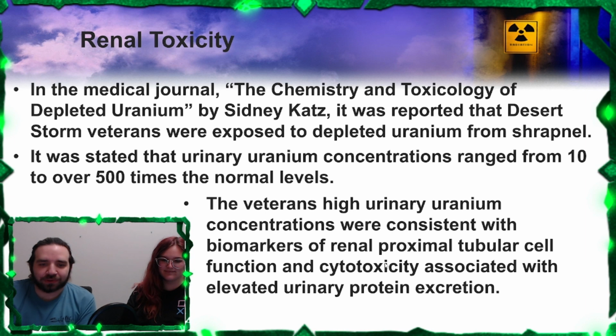In the medical journal The Chemistry and Toxicology of Depleted Uranium by Sidney Katz, it was reported that Desert Storm veterans were exposed to depleted uranium from shrapnel. It is stated that urinary uranium concentrations ranged from 10 to over 500 times the normal levels. The veterans' high urinary uranium concentrations were consistent with biomarkers of renal proximal tubular cell function and cytotoxicity associated with elevated urinary protein excretion.